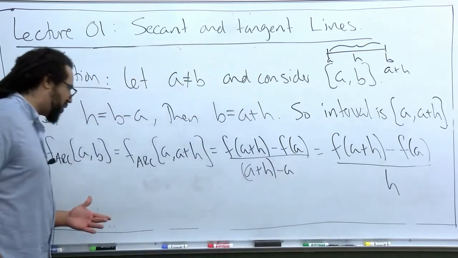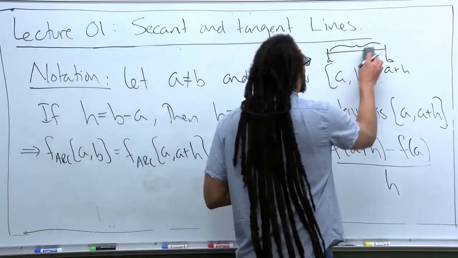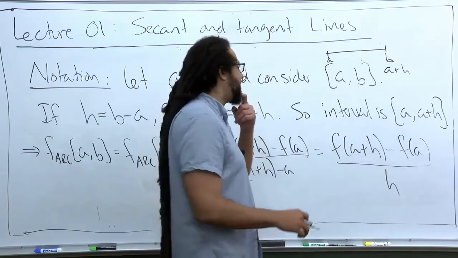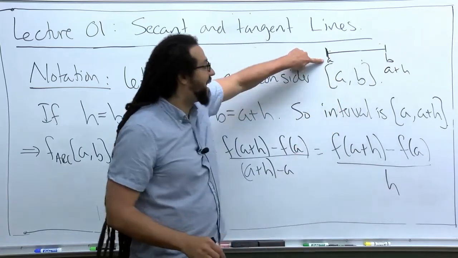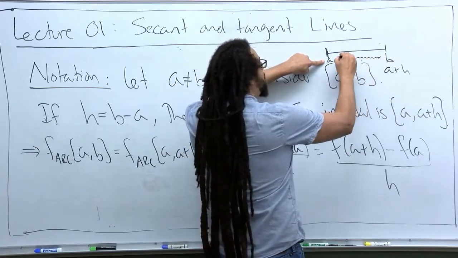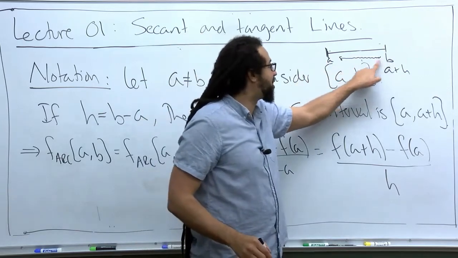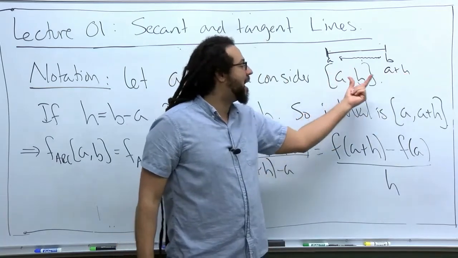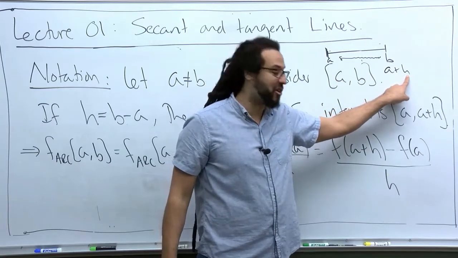So now, how do we want to use this? Remember, when we are looking to compute instantaneous rates of change, what are we doing? If we want to find the instantaneous rate of change at the point a, we'd start here at b, and then we would move the point b closer to a. By moving b closer to a, I am really moving a plus h closer to a. How can I move a plus h closer to a? I can do that by moving h closer to 0.